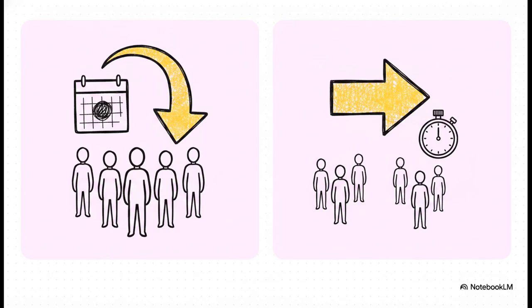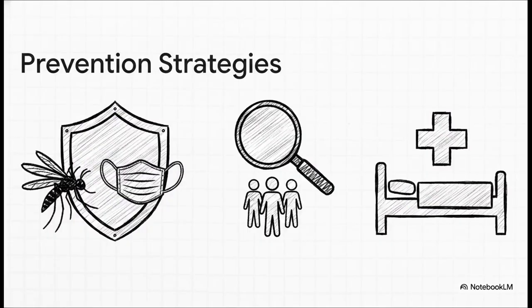To mathematically prove our hypothesis, we generally choose between two analytical study designs. A case control study looks backward. We take sick people, our cases, and healthy people, our controls, and look back in time to calculate the odds ratio of their past exposures. It is incredibly fast and ideal for acute, highly fatal, novel outbreaks. A cohort study, however, looks forward. We take an exposed group and an unexposed group and follow them over time to calculate the relative risk of developing the disease.